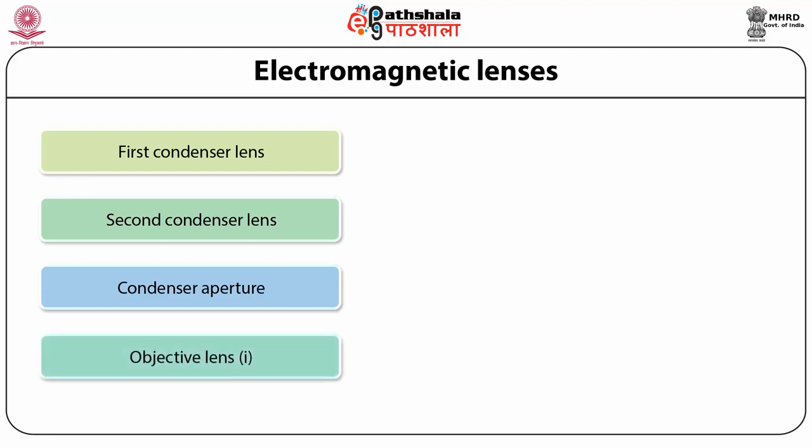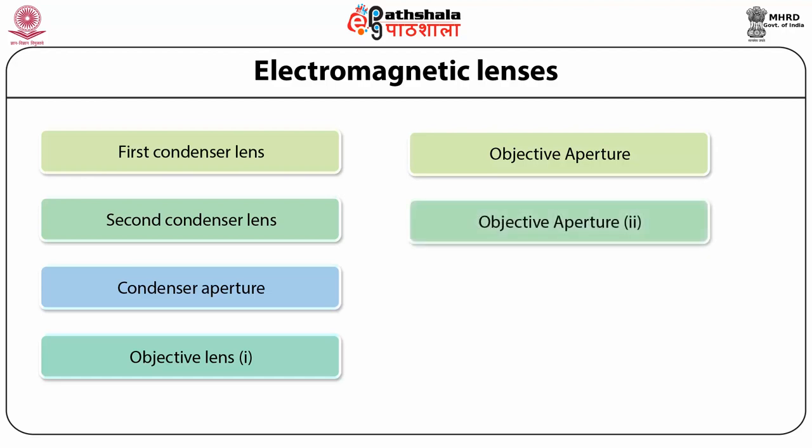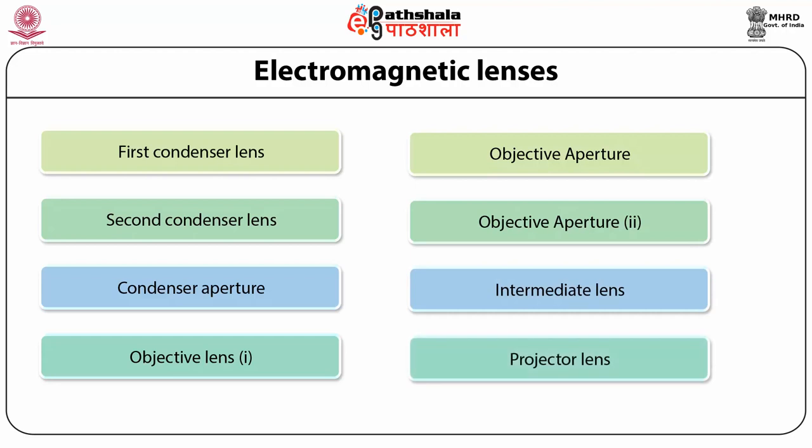In this objective lens, all the information of the sample will condense. And then we put an objective aperture again, because depending on how much area of the sample I want to visualize, we put a different aperture. We put another objective aperture, which is known as the second objective aperture. And then we put intermediate lenses and then projector lenses to magnify the sample, and we see the magnified image.